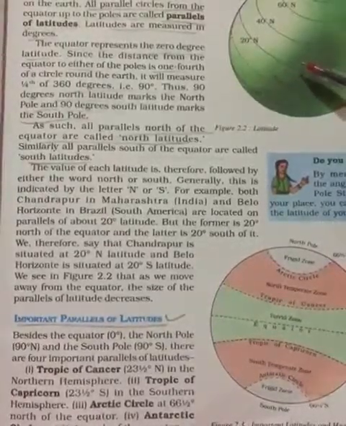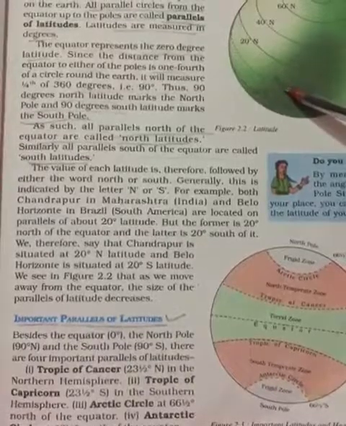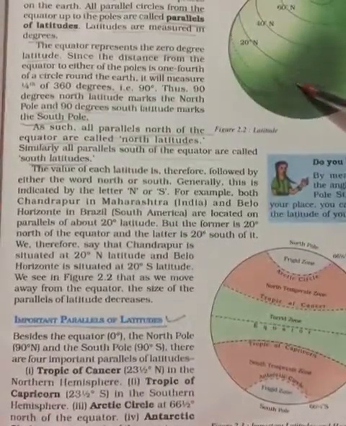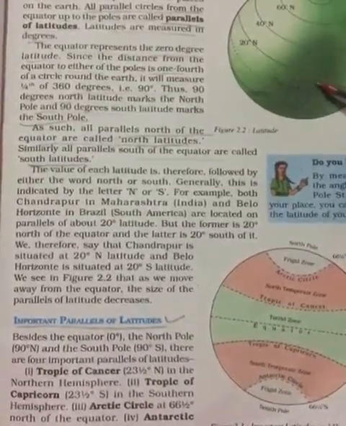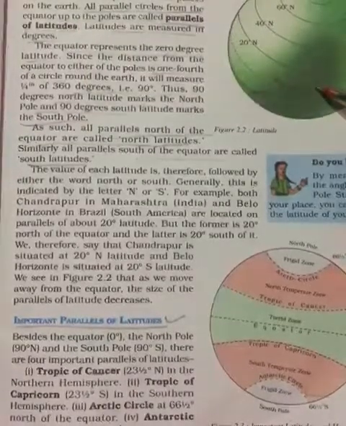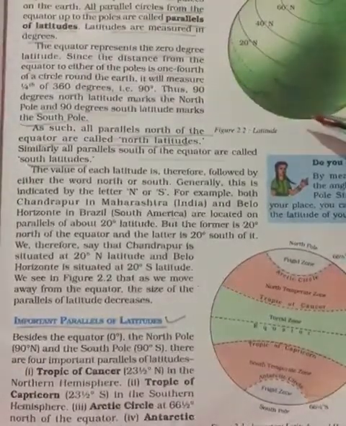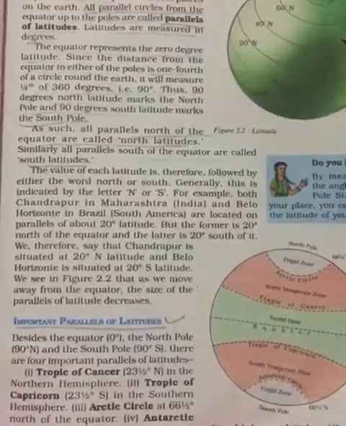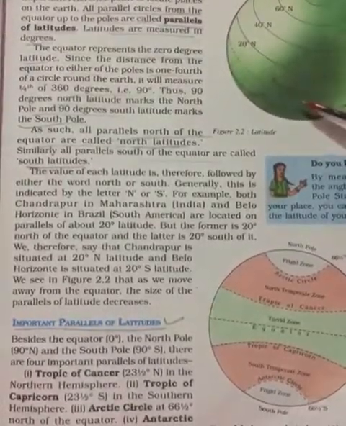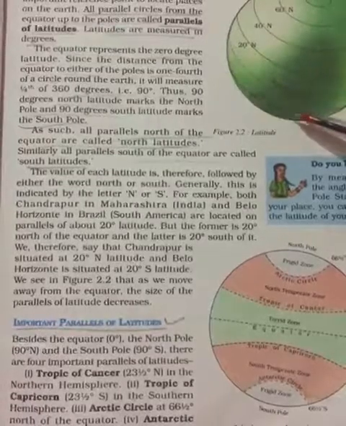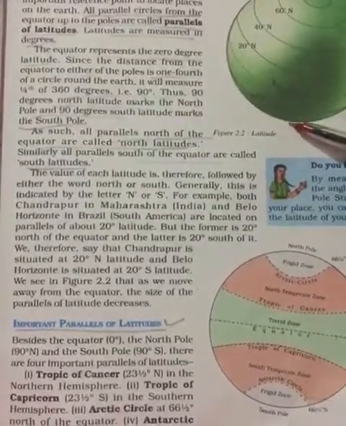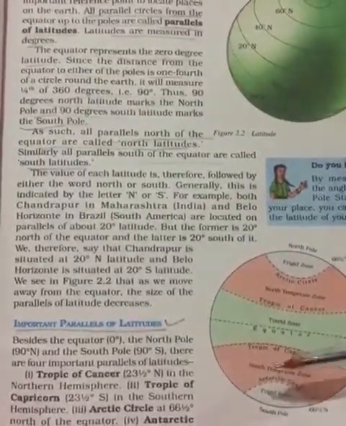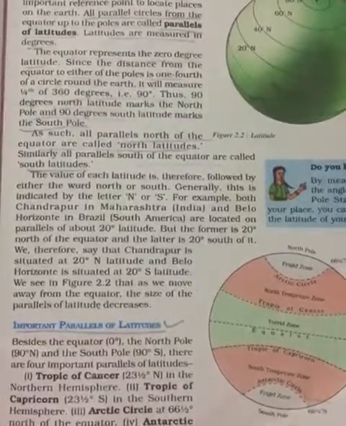The equator represents 0 degrees. The distance from the equator to either of the poles is 1/4 of a circle around the earth. All parallels north of the equator are called north latitudes, and similarly all parallels south of the equator are called south latitudes. Next we will talk about the important parallels of latitudes.